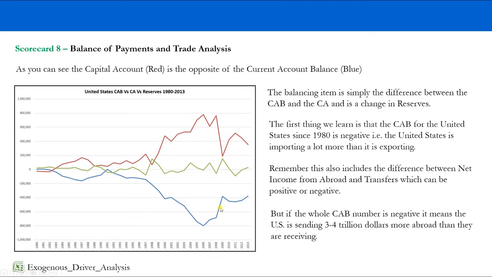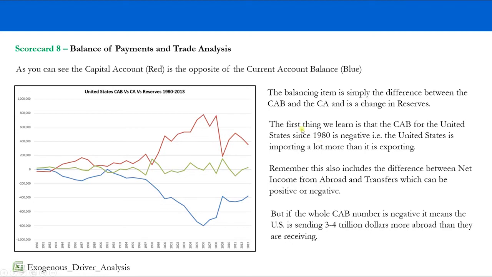What's supposed to happen in the balance of payments in theory is that the current account balance and the capital account net each other off. That's in theory.